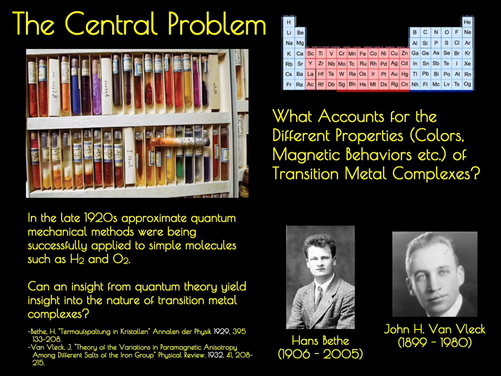Two scientists that had much early success in this regard were Hans Bethe, who was working in Germany at the time prior to his escape to the United States, and John van Vleck from the United States. The two of these scientists are credited with the formulation and development of what we now call crystal field theory.